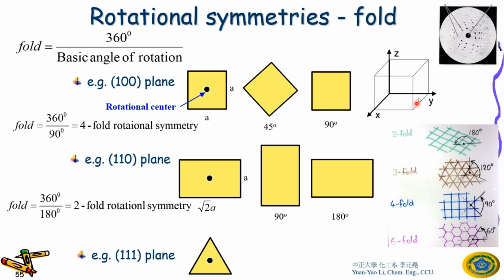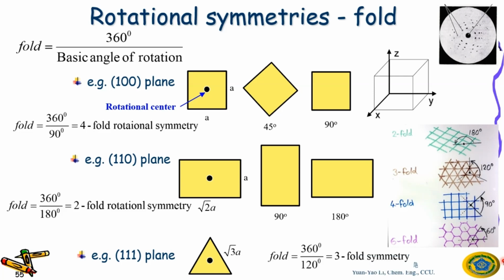Ladies and gentlemen, here I just talk about a very simple case, which is cubic structure. Okay, only cubic structure. There are more complicated structures. How about 111? 111 here, right? So you have a rotational center. So how many folds here? Please tell me. How many folds?